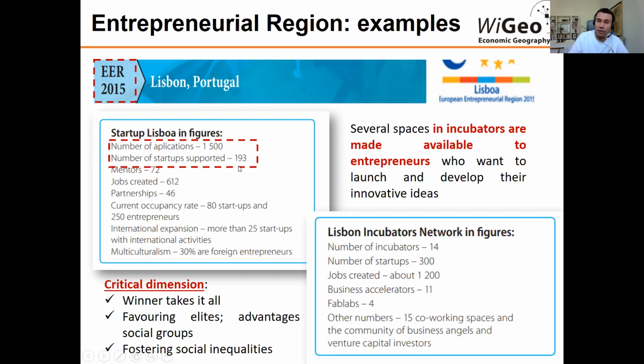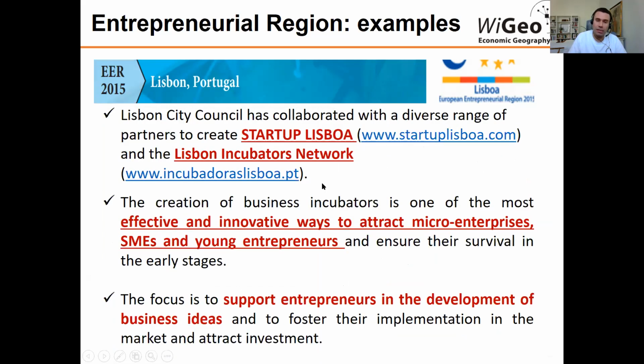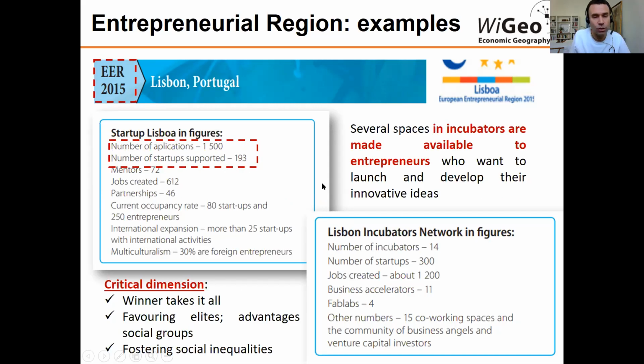Maybe part of these 193 are already entrepreneurs with some established position. So I don't really know. I couldn't explore the criteria for applying to one of these programs, the Startup Lisbon or the Lisbon Incubator Network. So this requires a case study analysis, but maybe some of these entrepreneurs already have a strong background. Maybe they have a family supporting them. So we can also question the fairness, the justice of this kind of program intending to support entrepreneurship. Maybe some of them are even connected to some established elites in the region, or they are already part of advantaged social groups.